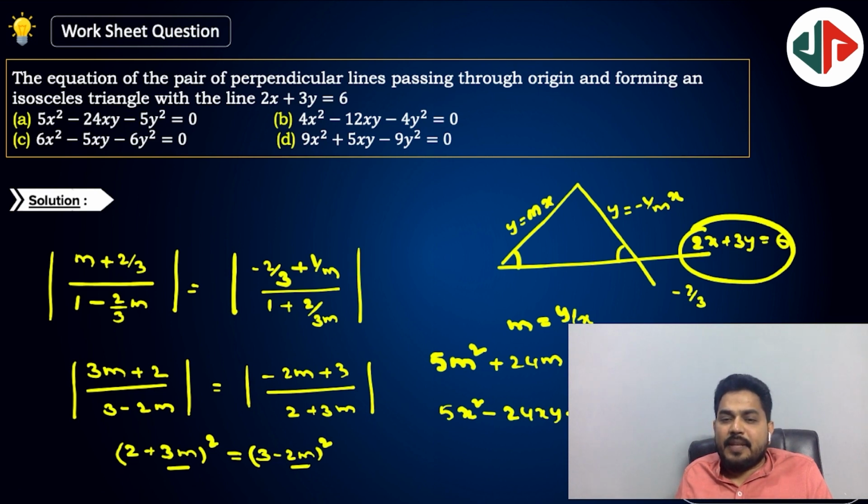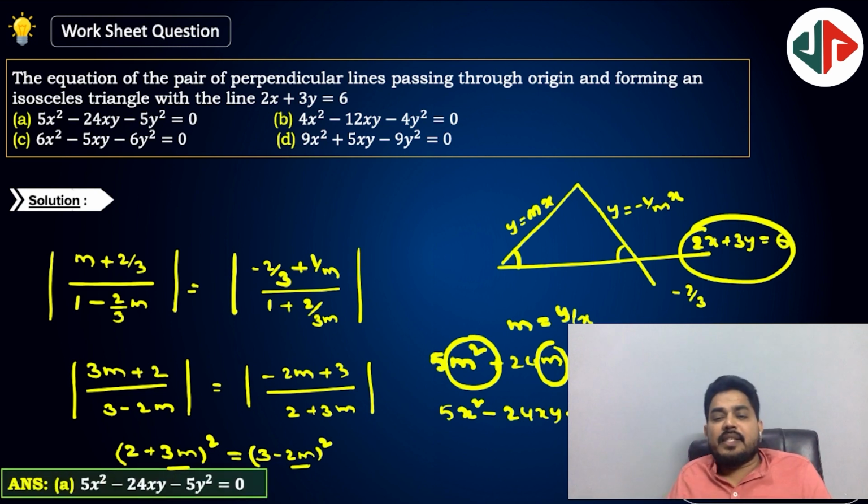So this is the answer. So what happened? This is y by x. Here y by x, and here that x square will come. That's it. So what is the answer? Answer is 5x square minus 24xy minus 5y square is equal to 0.